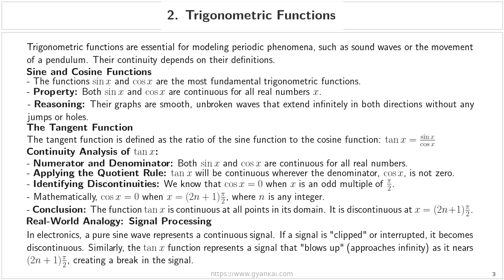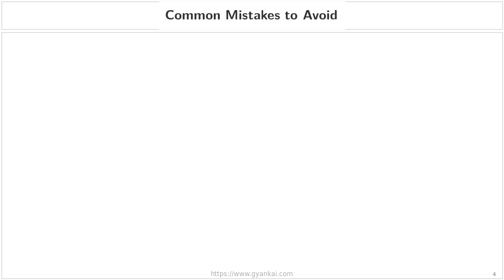Keep these points in mind, as we will see in the next slide that forgetting these specific conditions is a common mistake students make during exams. Common mistakes to avoid. Now that we have explored how to determine the continuity of both rational and trigonometric functions, let us discuss some common pitfalls to ensure you avoid these mistakes in your exams and assignments.